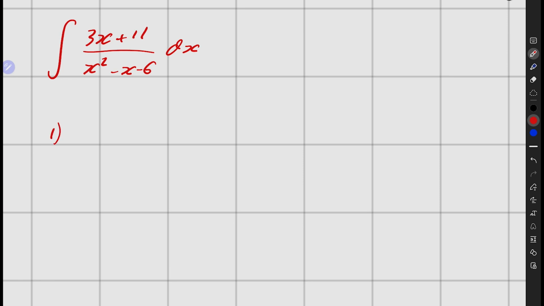Whenever using integration by partial fractions, you spot the integral and pull the denominator out: x squared minus x minus 6.